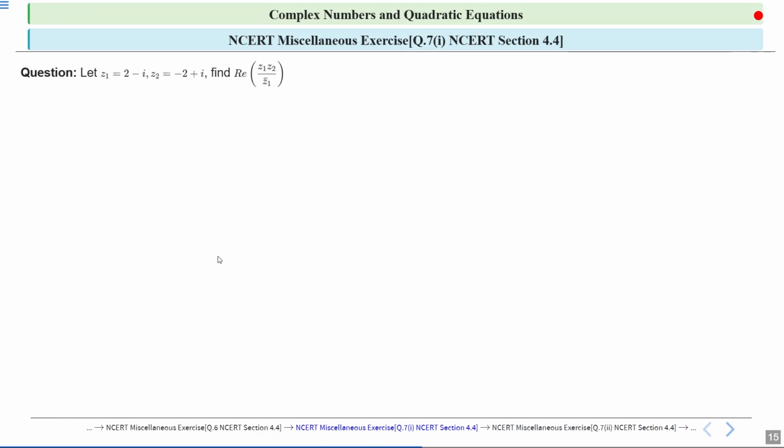In this question, first we have z1 equals 2 minus iota and z2 equals minus 2 plus iota, and then we have to find the real part of z1 times z2 divided by z1 bar. Okay, so first of all, take a moment to think about how you would approach this calculation, and how would you solve this question.